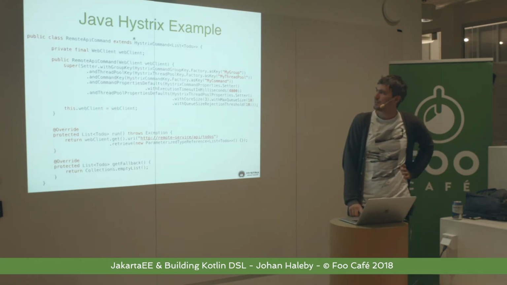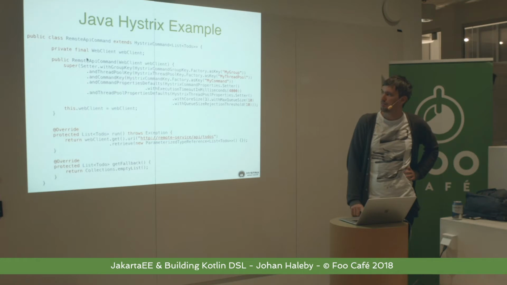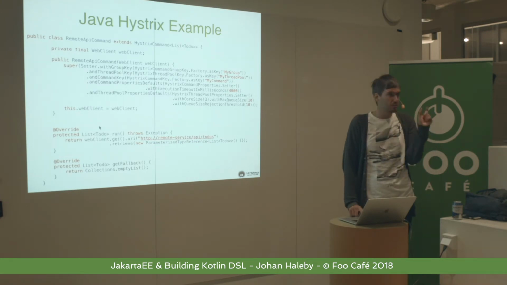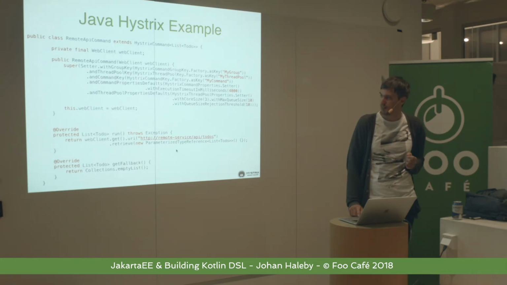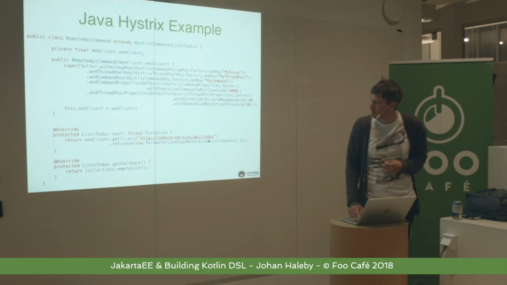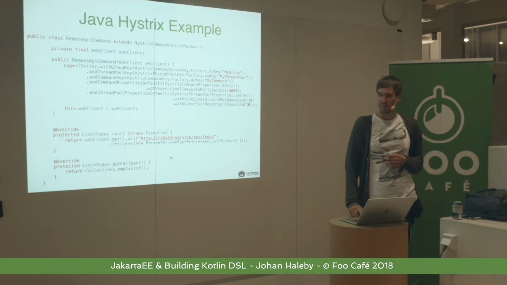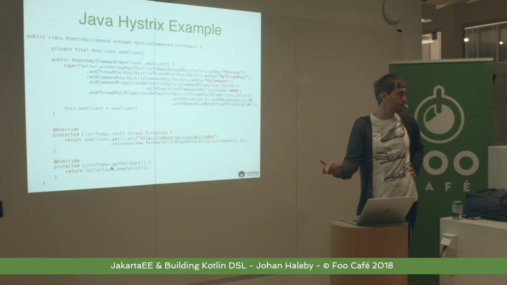Yeah, so this is a Hystrix command in Java. We first of all extend from HystrixCommand. So we create our command here, remote API. What we actually want to do is this little thing here. We want to use our web client to get a list of to-dos from some remote service. That's what we want to do. And if this fails for any reason, we return an empty list. So we always return something here.